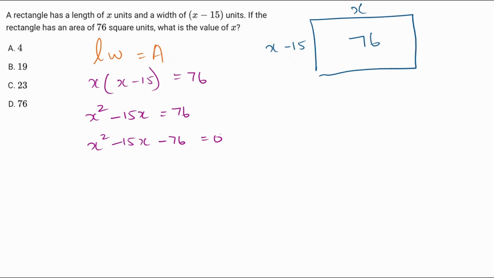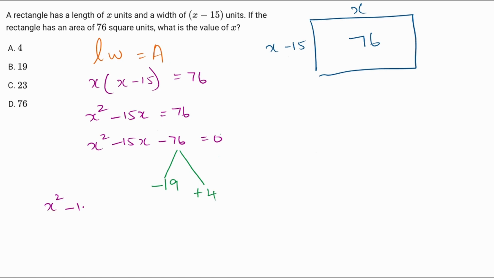Here I can either use the quadratic formula to find the roots, or I can simply factorize it using the trinomial method. Here I'm going to use the trinomial one. I'm going to split the 76 into two numbers such that when multiplied, I get negative 76, and when I add them together, it's going to be negative 15. To get those numbers, I think I'll have to use negative 19 and plus 4. So let's rewrite our equation.